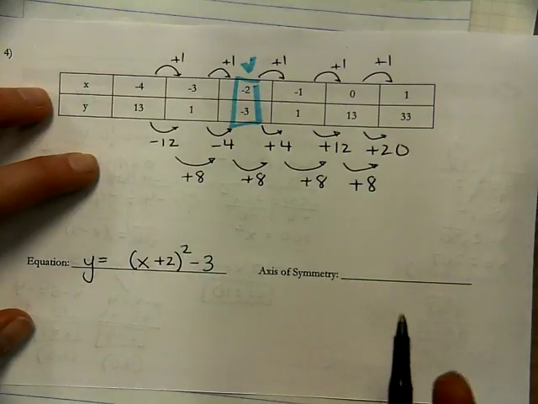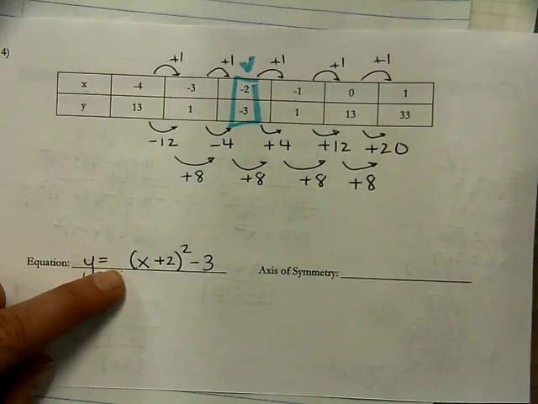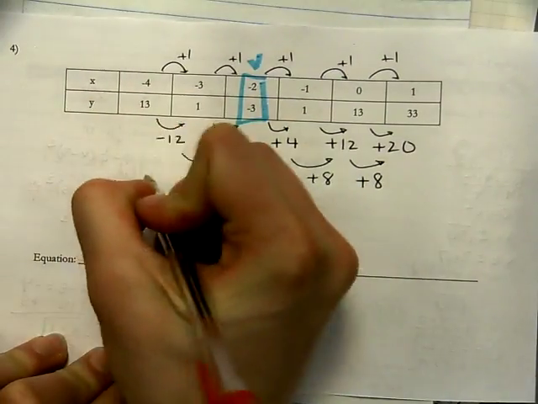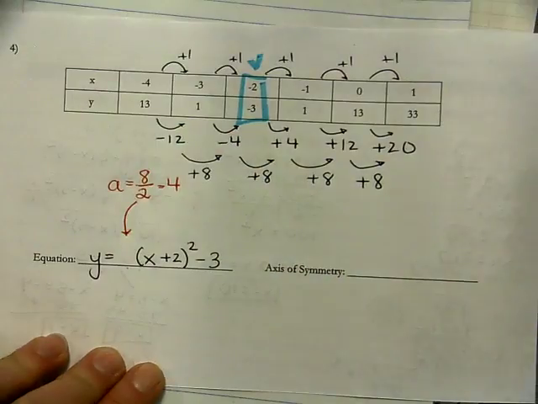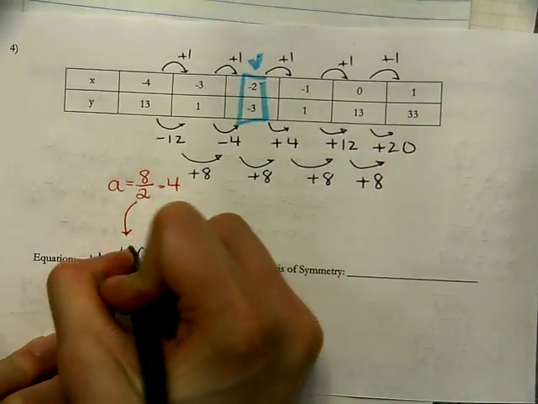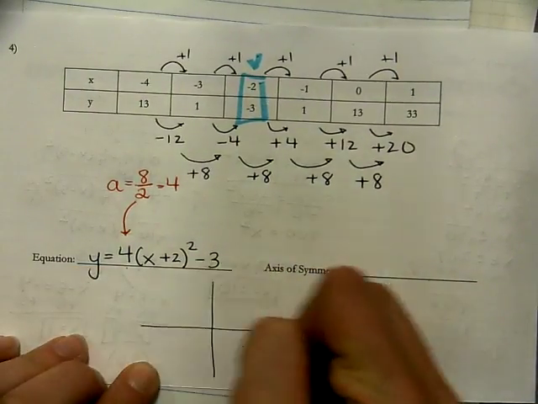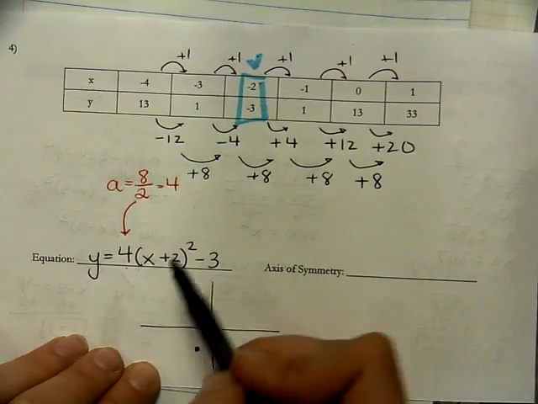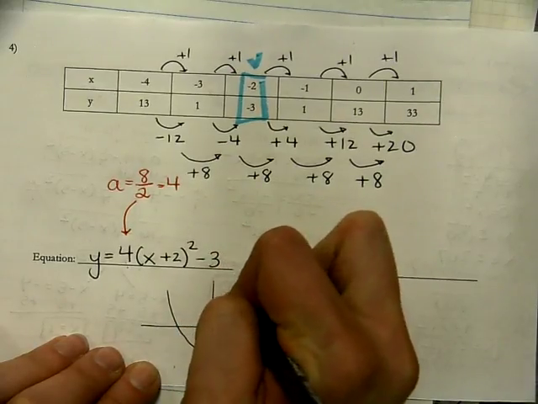But I'm not done yet. I still need to figure out what that number out front will be that we're multiplying by, and to do that, I figure out what the second difference is, and I divide it by 2. So this number out here will end up being 4. So there's my equation. So if I were to graph this, the vertex would be -2, -3. The parabola would be opening up, the positive value, so we'd have this graph right here.